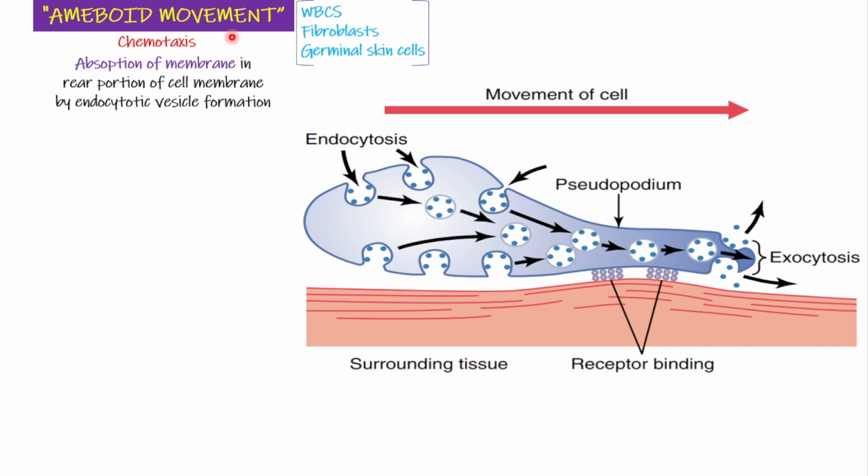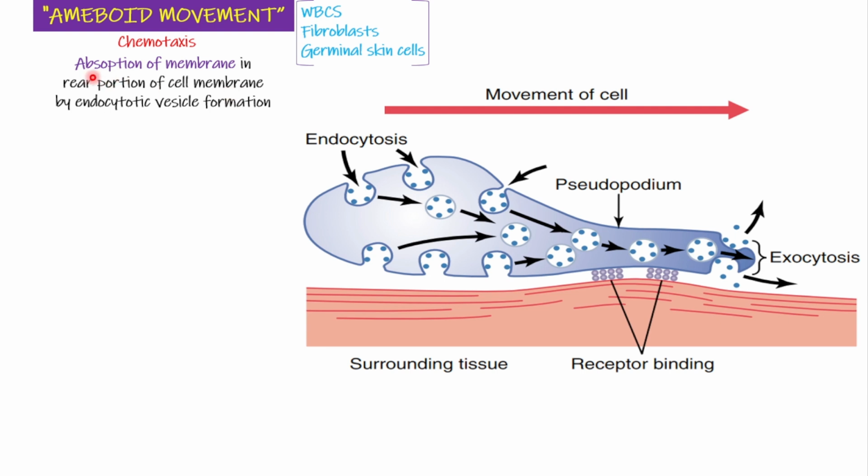Now, why did the movement start in the first place? This movement started because of some chemotactic substance. Now what is chemotaxis? Chemotaxis is when a chemical substance is released which attracts the WBC towards it. The movement because of this chemical substance is known as chemotaxis. Now there is a chemotactic substance here, and the WBC has to move from this point to the right side.